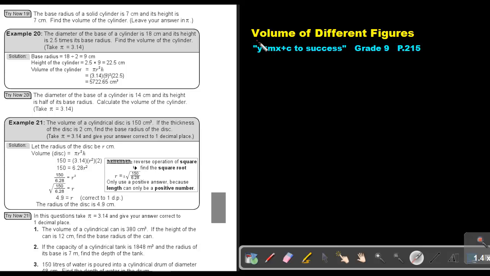Part 16. We are going to continue with the volume of different figures. You will find this on page 215 in the Namibian Mathematics Grade 9 textbook, y equals mx plus c to success. Example 20. The diameter of a base of a cylinder is 18 centimeters, the diameter, and its height is 2.5 times its base radius. Find the volume of the cylinder.